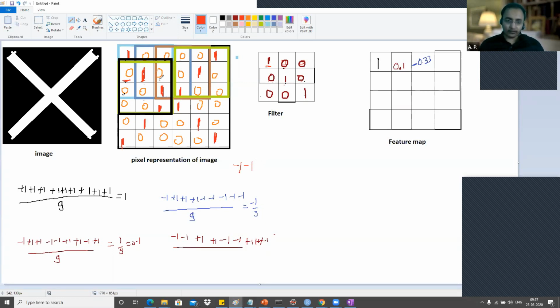And then this 0 is matching with this 0, so +1. Wherever there is a match, you can say +1. Where there is a mismatch, -1.